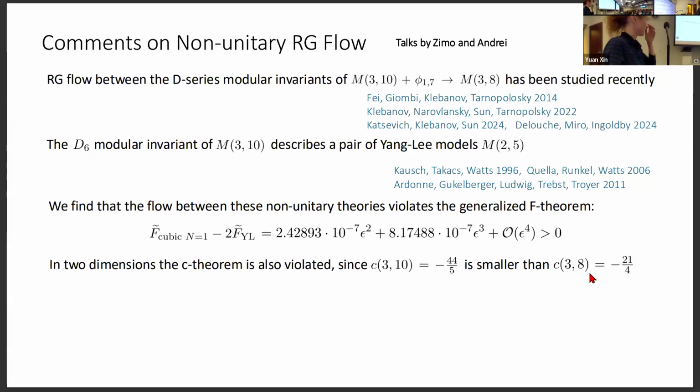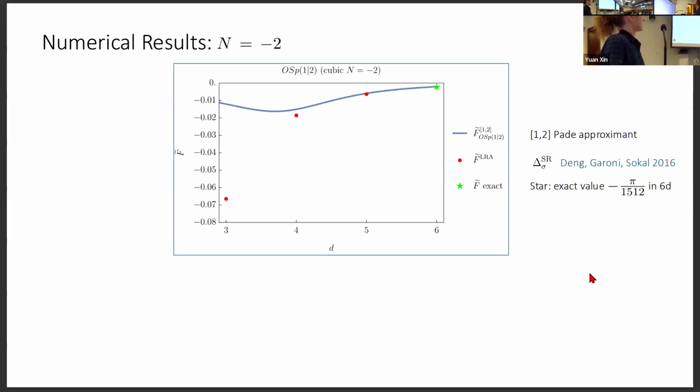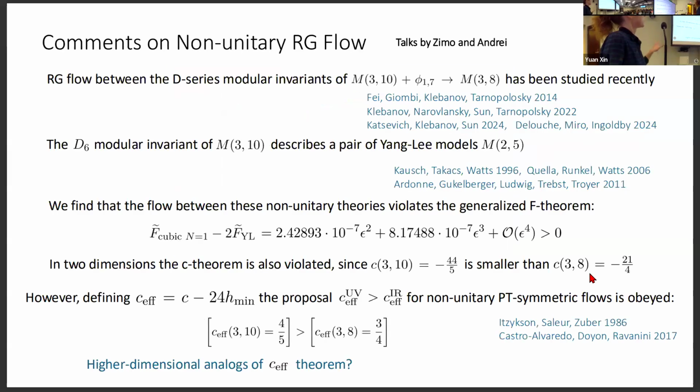In 2 dimensions, as was mentioned in previous talks, the C theorem is also violated, but there is this C effective theorem, which is for non-unitary PT symmetric flows that was also discussed before, which is obeyed. So a really interesting question is whether there's any higher dimensional analogs of the C effective theorem. But yeah, I don't have any really substantive comments along those lines right now. Okay, so those are the two cases that have been mentioned in previous talks.